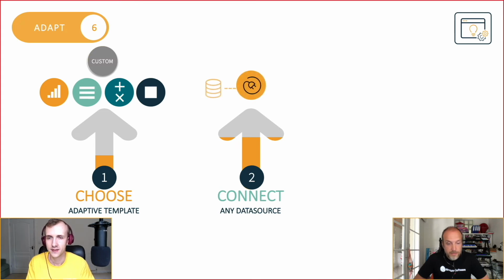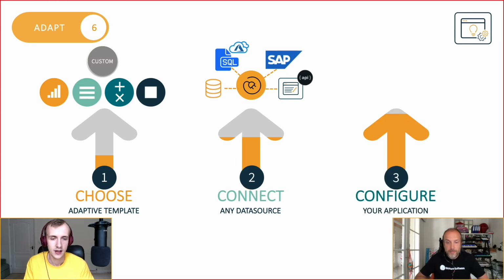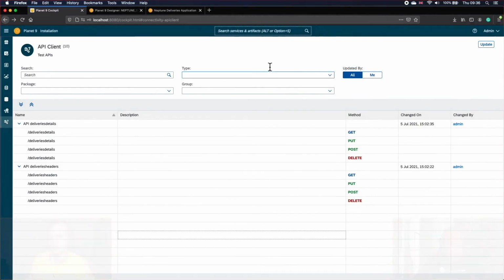So taking one of these adaptive templates, you can plug it into a Neptune table, into a SQL database, into a SAP system, or just straight into a server script. And these server scripts can contain APIs on their own as well. So you can really connect to any kind of data source that you could possibly think of with this flexible system. And then step 3 is to configure. So with the template and with your data source, you can configure an application with our no-code adaptive designer. And that's what we'll see in the next clip here.